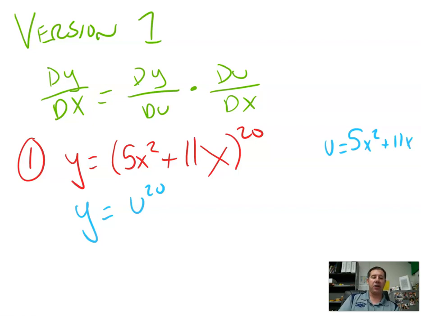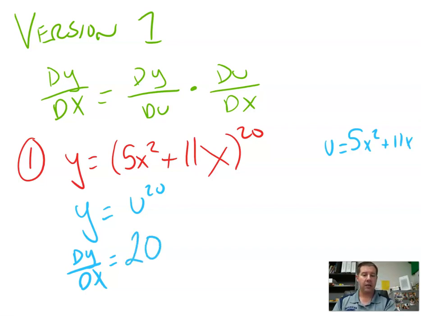So if I now want to find the derivative of this, I'm going to find dy dx. I'm going to take the derivative of y with respect to u, that's what that is saying. So if I took the derivative of this, we would get 20u to the 19th. And then I'm going to multiply that by the derivative of u with respect to x.